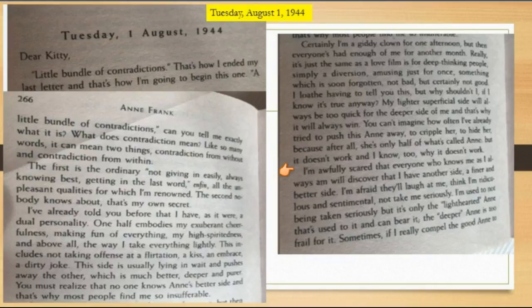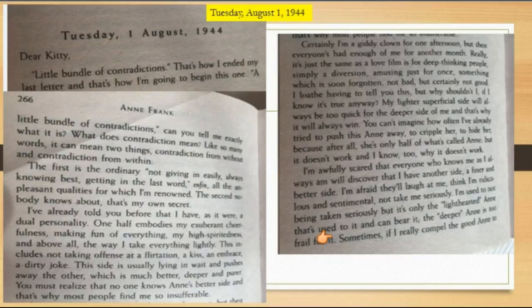I'm awfully scared that everyone who knows me, as I always am, will discover that I have another side, a finer and better side. I'm afraid they'll laugh at me, think I'm ridiculous and sentimental, not take me seriously. I'm used to not being taken seriously, but it's only the lighthearted Anne that's used to it and can bear it. The deeper Anne is too frail for it.